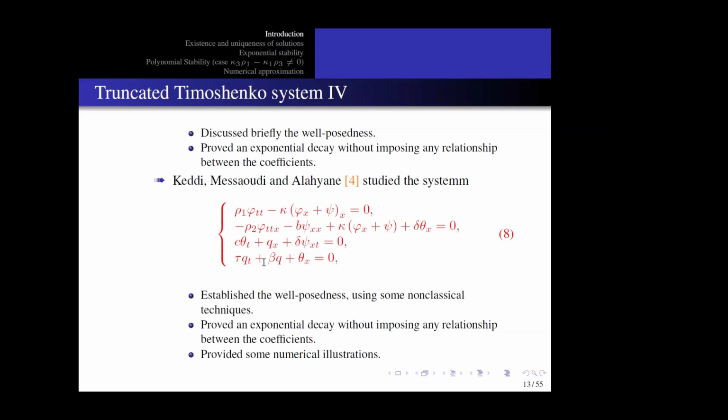You need another relation called the stability number. But here, once we move to this new model given by Elishkov, then we could establish the exponential decay without any relation between the coefficients. Of course, there are physical conditions that these must be positive numbers and so on. And we provided some numerical illustration.